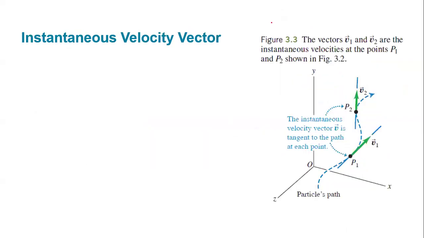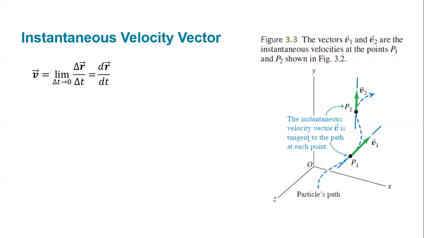We also studied the instantaneous velocity concept in one dimension in chapter 2, but now we're going to describe it in terms of three dimensions, or in terms of a vector concept. If you have a path here, your instantaneous velocity is tangent to the path. For example, at point P1 you have v1 here, and at point P2 you have v2 here, tangent to the path. So the instantaneous velocity vector v is always tangent to the path at each point.